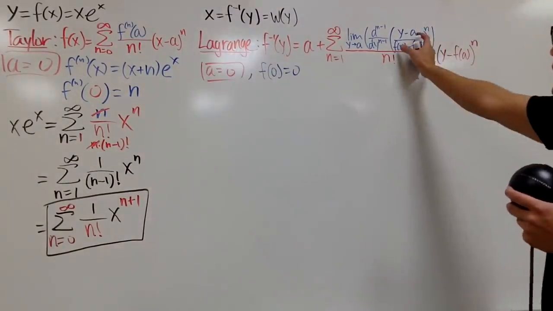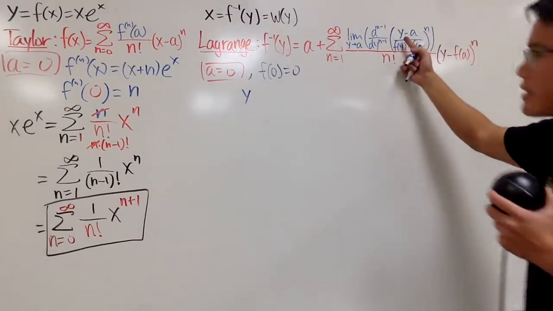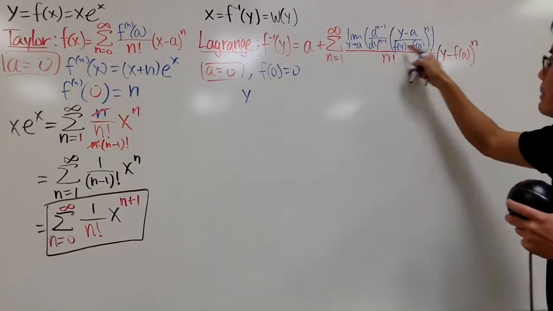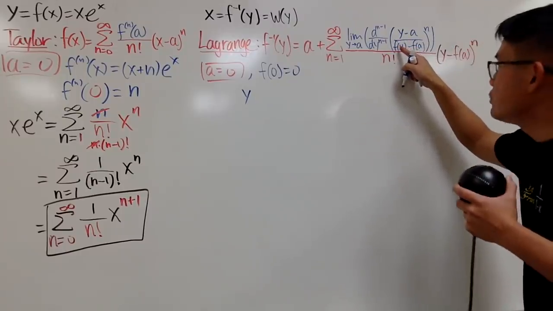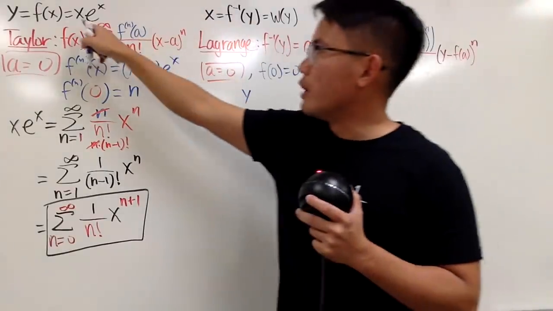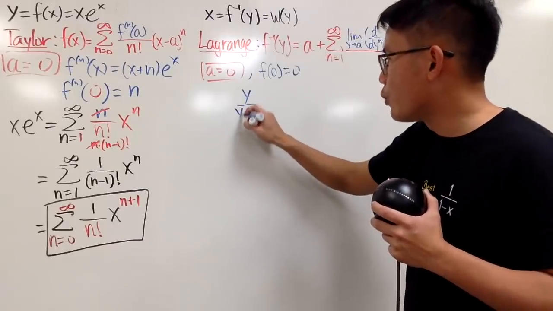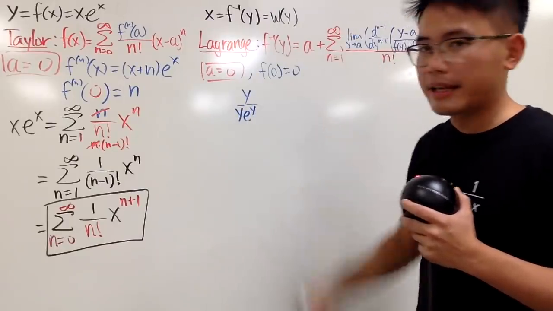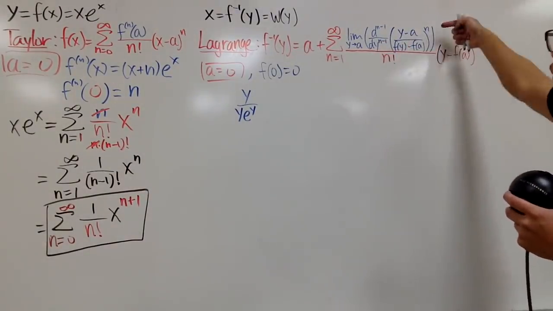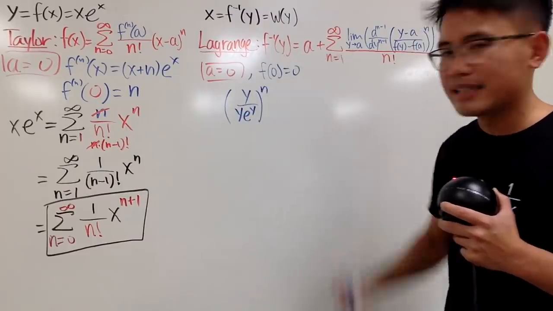All right, now let's just work this inside out. I start with y on the top, minus a, which is 0, so minus 0, nothing there, divided by f of a. This right here is the original. I have to plug in y into the original here and here. So that means I get y over y e to the y's power like that. Not done yet, because I have to take this expression raised to the nth power. So I have to look at this and then raise this to the nth power like that.